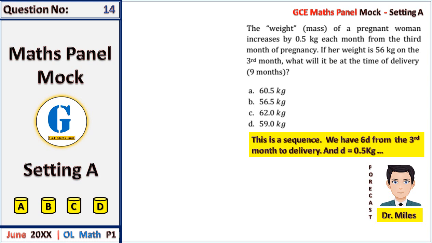So this is actually a sequence, and we have 6 Ds from the 3rd month to delivery, where D is the common difference with a value of 0.5 kilograms. So we have 56 kilograms plus 6 times the common difference, which gives us 59 kilograms.